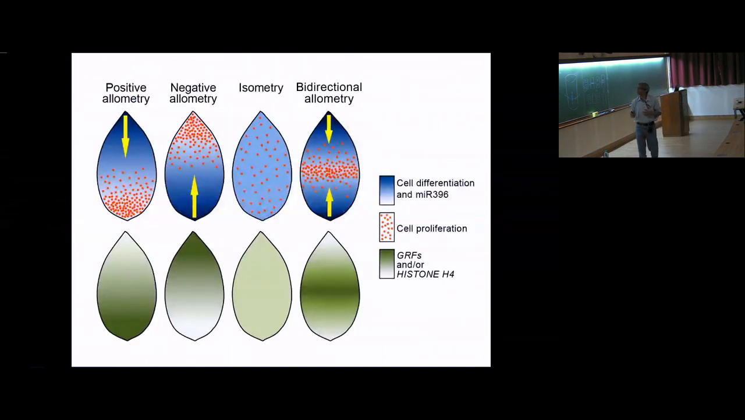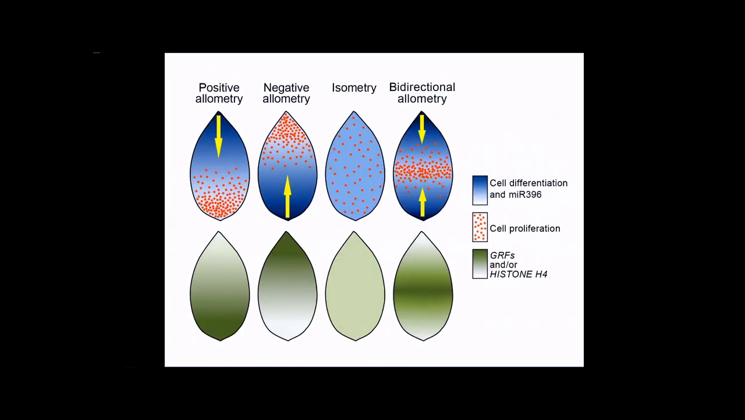So if you put them together in a summary, positive allometry, there is more cell division here and more growth here. And this blue color is the cell differentiation and MIR396. And not only more growth and cell division here, the GRF is also more here. So they all go together. Wherever there is more growth, there is more cell division. Which has been shown in Arabidopsis, that growth and cell division are correlated, it's there in other species as well. So it's a general factor. In all the species, the growth is driven mostly by cell division and not by expansion.